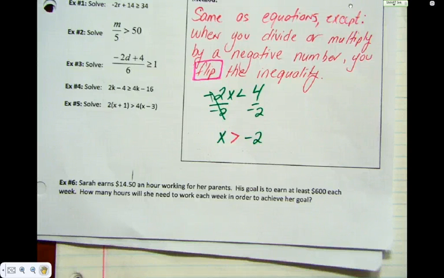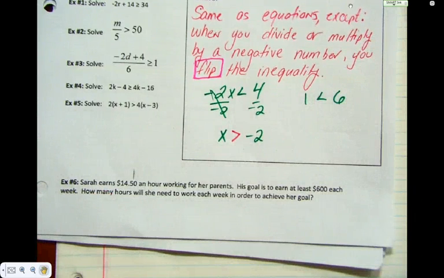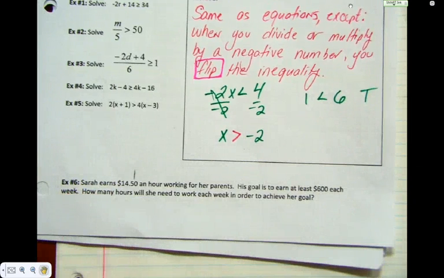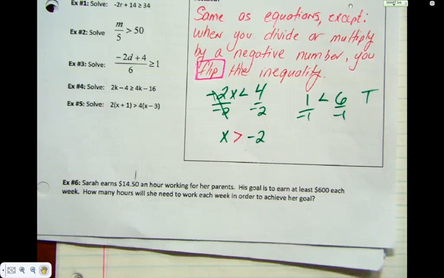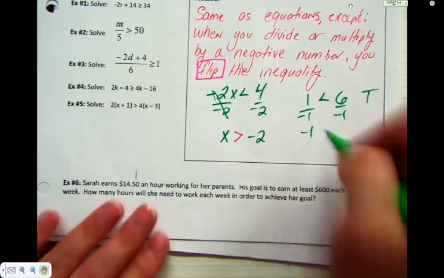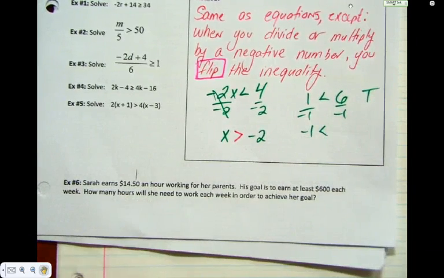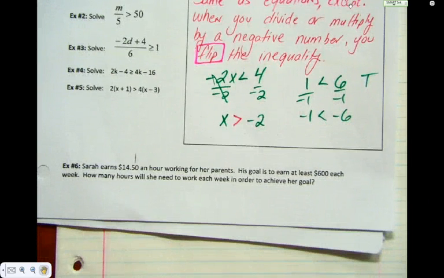Why? Okay, well, let's look at this inequality. 1 is less than 6. True or false? True, right? 1 is definitely less than 6. Well, mathematically, I can do anything to an inequality or an equation as long as I do it to both sides. So I'm going to divide by negative 1. Why? Because I can, as long as I do it to both. So on the left, what's 1 divided by negative 1? Negative 1. And what's 6 divided by negative 1? Negative 6. We'll take a look at that if I don't change the inequality.